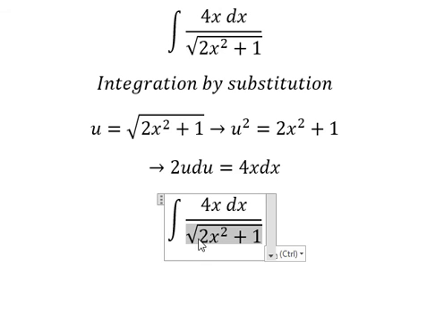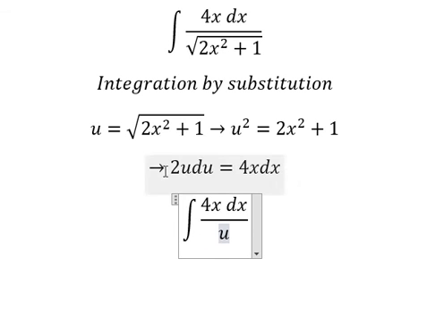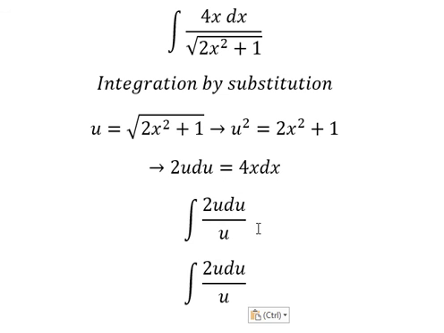This one we change by u. For s, the s we change by 2u du. U divided by u, you get number 1.